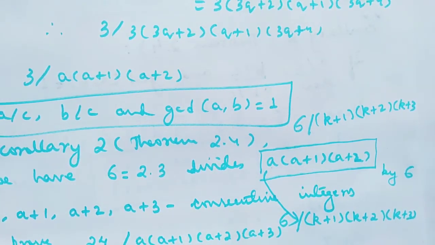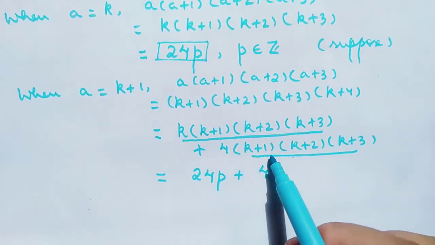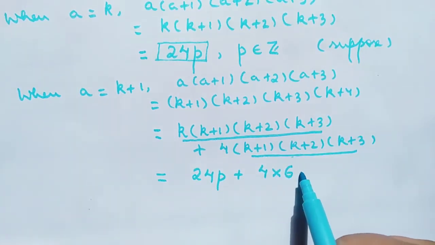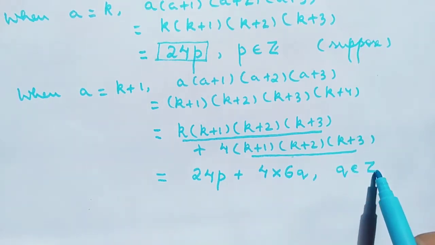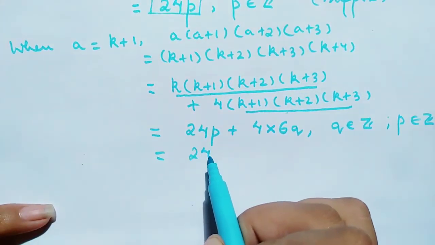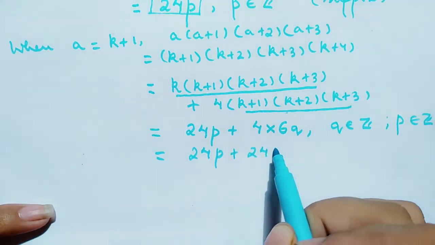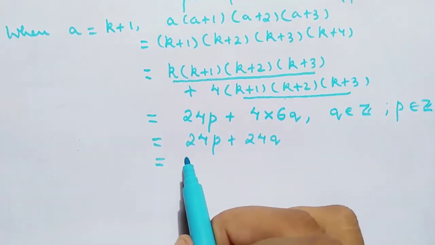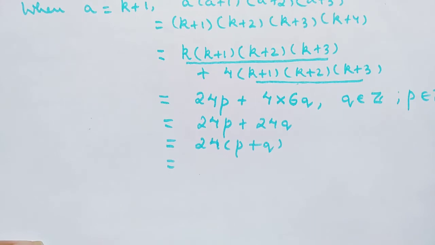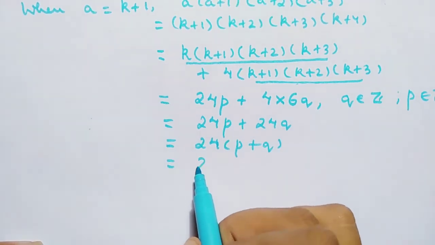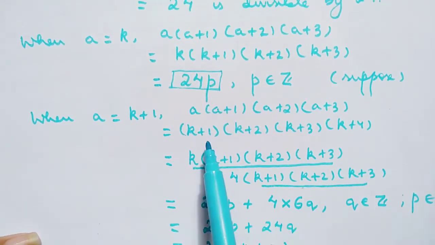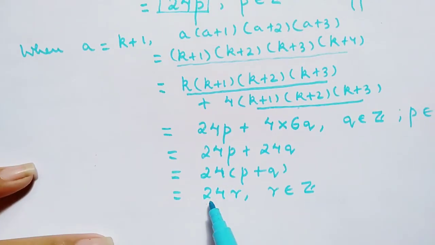So we can write this as a multiple of 6, say 6q, where q is some integer. And p is also an integer. From here we have 24p plus 24q, which is 24 into p plus q. Since p and q are integers, we get another integer, say r. R is an integer. Now we have shown that this is a multiple of 24.